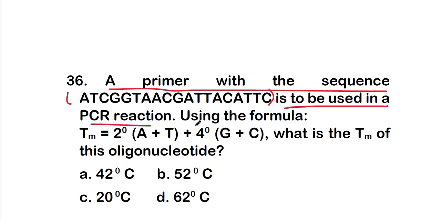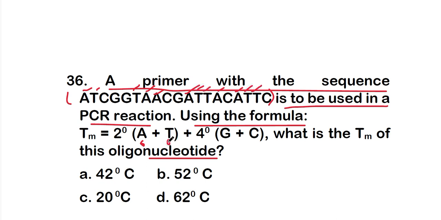a PCR reaction. So using the formula that is Tm equals 2 degree into A plus T, number of adenine plus number of thymine, plus 4 degree into number of guanine plus number of cytosine. So what is the Tm of this oligonucleotide? So we have to calculate the number of A and number of T present. So number of A is 1, 2, 3, 4, 5 and 6. So A is 6. So T is 1, 2, 3, 4, 5 and 6.